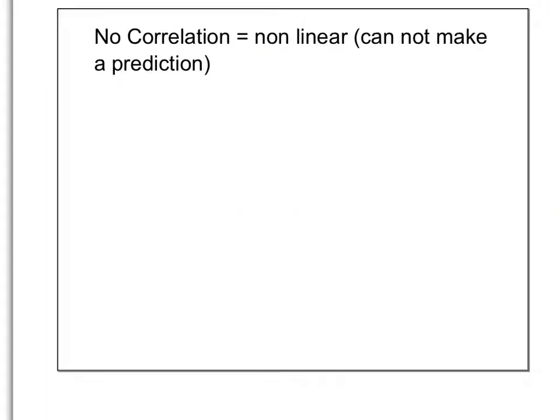No correlation would also mean it's non-linear. It's not graphing as a line, so you can't make a prediction based off of your graph. There is no discernible pattern of positive or negative. It's so random that there's no prediction available.